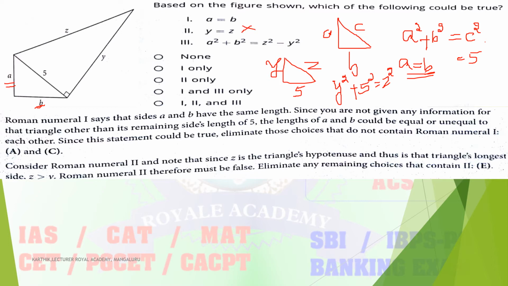So the second statement, y is equal to z, is not correct. Why? Because 5 square is added. So the second statement is not correct based on the Pythagoras theorem.